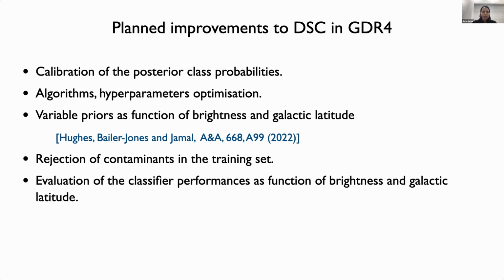And from that, we also have the evaluation of the performances as a function of brightness and galactic latitude, among other features of the sources. The last point is rejection of contaminants in the training set, meaning that we have to evaluate the performance of the model if the training data is highly controlled. So these are the planned improvements, and maybe now we can switch to our conclusion slides.